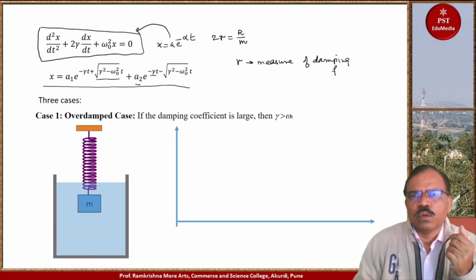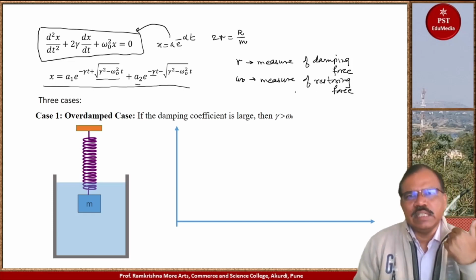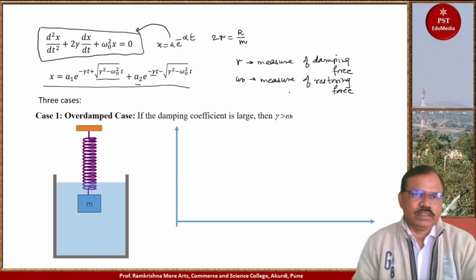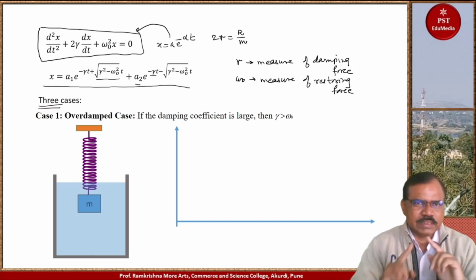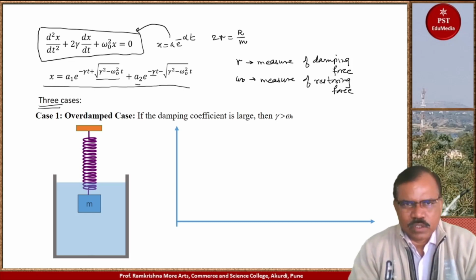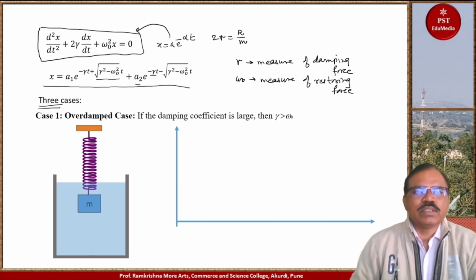Now here gamma is a measure of damping force, while omega 0 is a measure of restoring force. So the restoring force tries to maintain oscillations while the damping force opposes the oscillations. So we have three possible cases. First case, damping force greater than restoring force. That case is called the over-damped case.